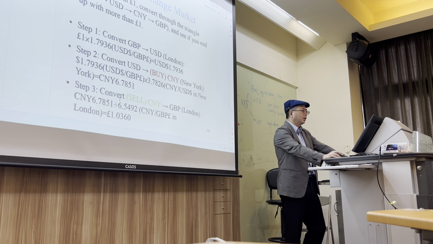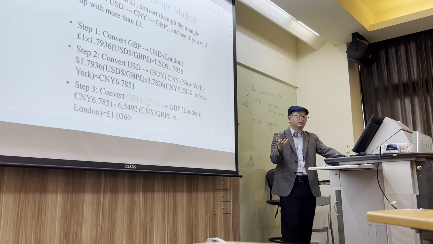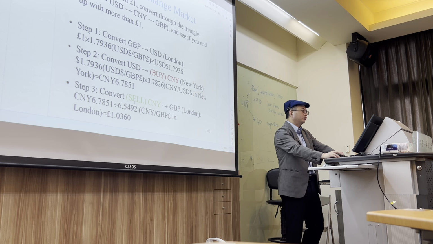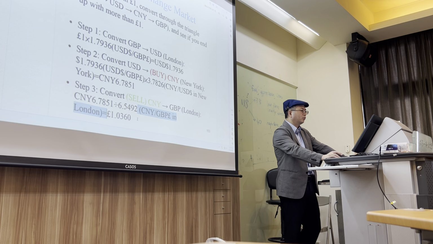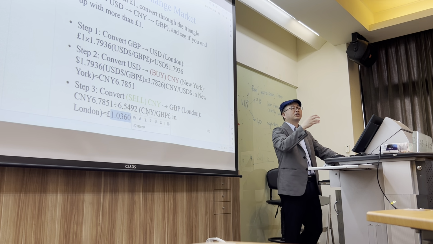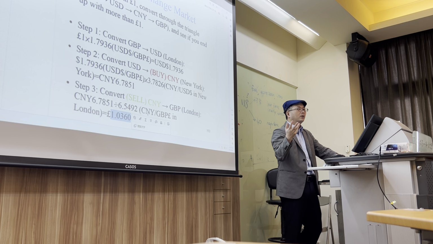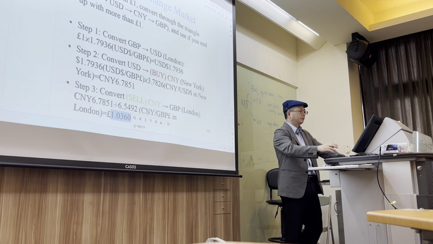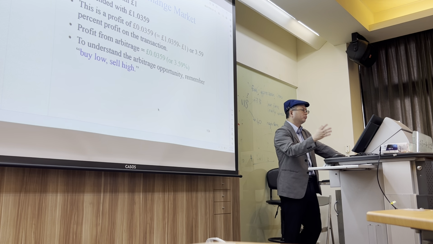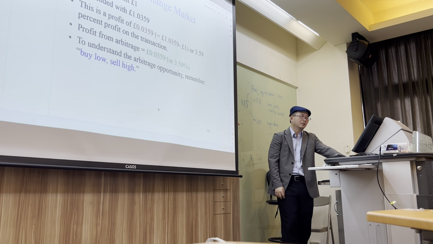Then you would sell the Chinese yen, right? And what would you get? You would get the British pound, right? And how much British pound you can get will be 1.036, right? Which is clearly above 1 British pound, right? So you have some profits.